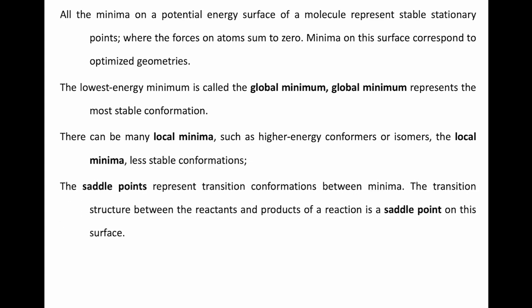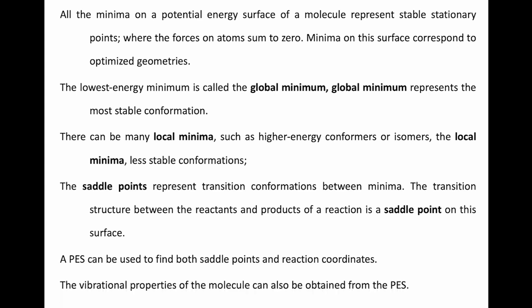The saddle points represent transition conformations between minima. The transition structure between reactants and products of a reaction is a saddle point on the surface. A potential energy surface can be used to find both saddle points and reaction coordinates. The vibrational properties of the molecule can also be obtained from the potential energy surface.